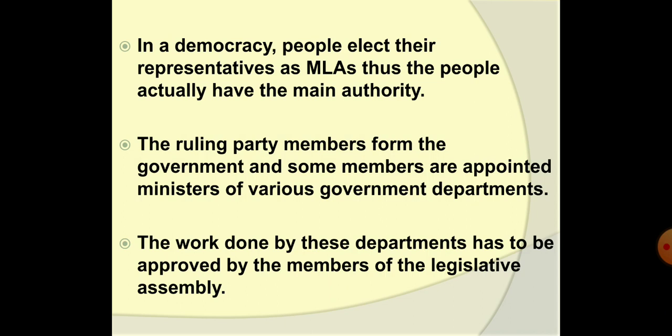To sum up the topic, we can say that in a democracy, people elect their representatives as members of the Legislative Assembly, MLAs. Therefore, it is the people who have the main power or authority. The party in majority becomes the ruling party and forms the government. Amongst the members of the ruling party, some are appointed ministers who are in charge of various departments of the state government. These departments have to get approval for their work by the members of the Legislative Assembly. That's all for the chapter.